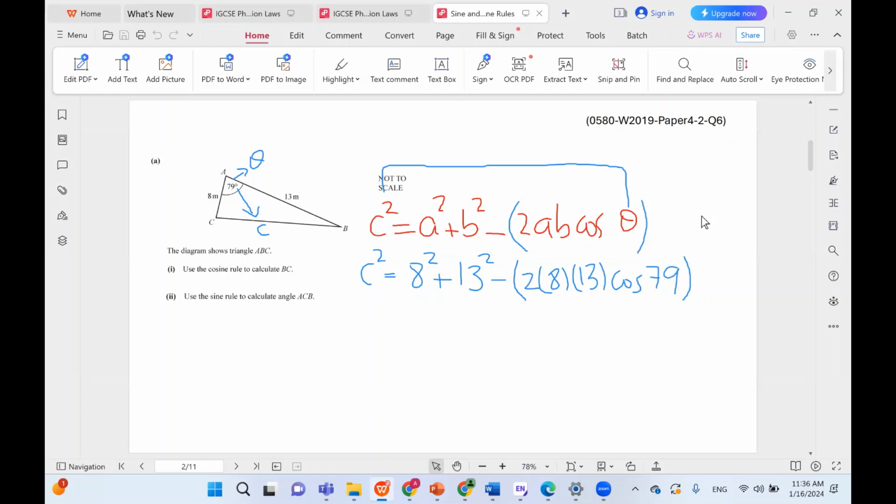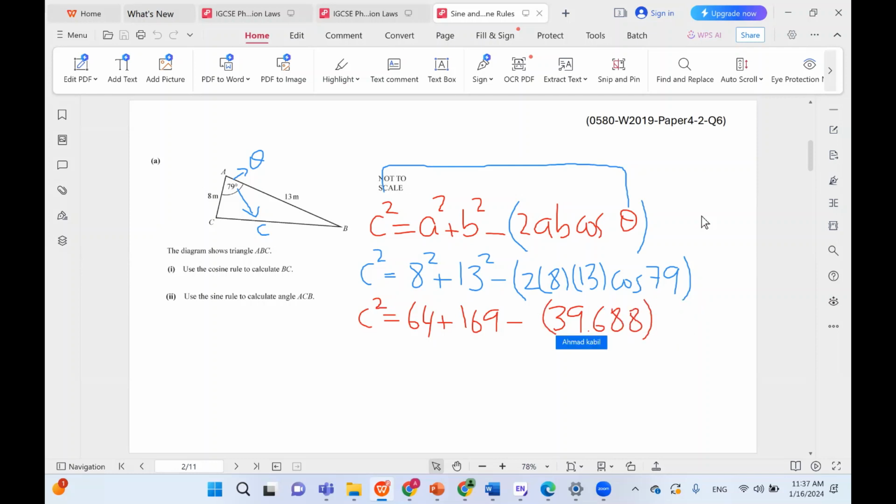So let's just figure this out. I would recommend just calculating each term on its own. So 8 to the power 2 is 64. And just write c squared here as it is. 13 squared is 169. You can use your calculator for that, no problem. And then minus, and then you just calculate the term in the bracket on the calculator. So you just write 2 times 8 times 13 times cosine 79, and make sure that your calculator is set on degrees, not radians. And the answer is going to be 39.688.